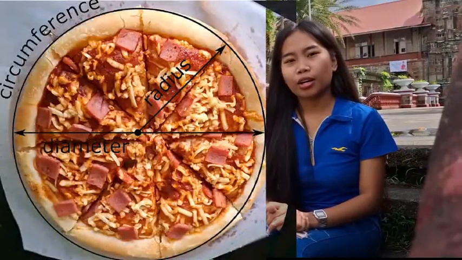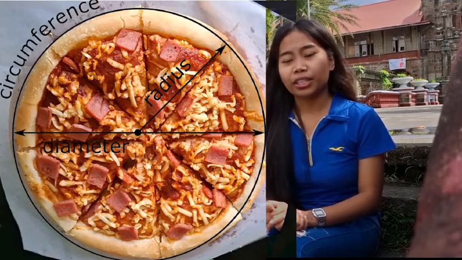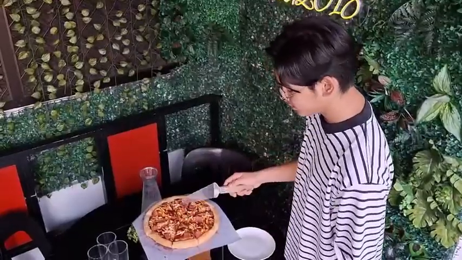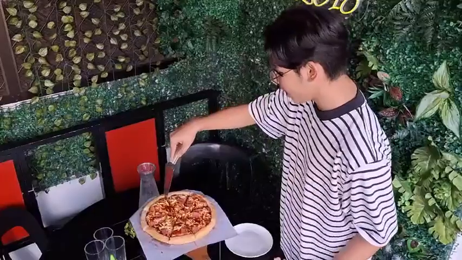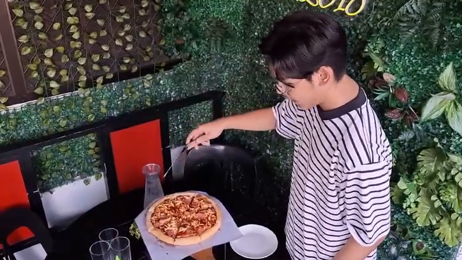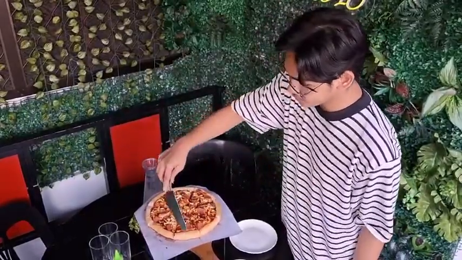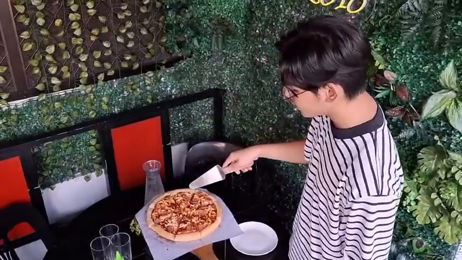A circle is a locus of all points in the plane having the same fixed positive distance, called the radius, from a fixed point called the center. So here is a sample object. We have here a pizza. Here is the center. This is the radius. And this is the diameter. And we have here the chord, and then here is another chord. And this is the circumference of a circle.